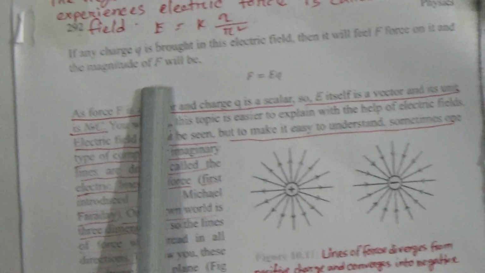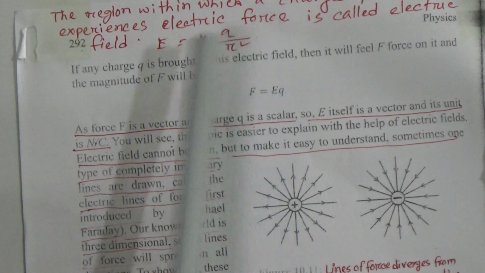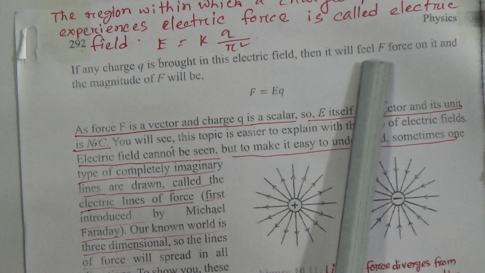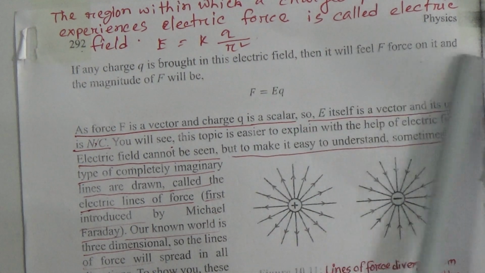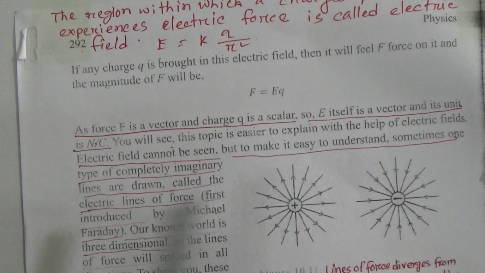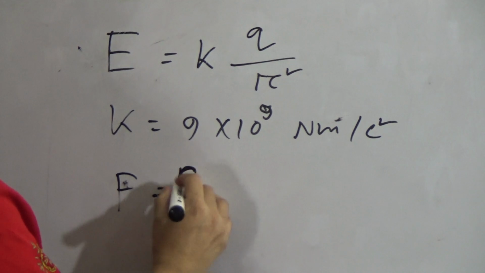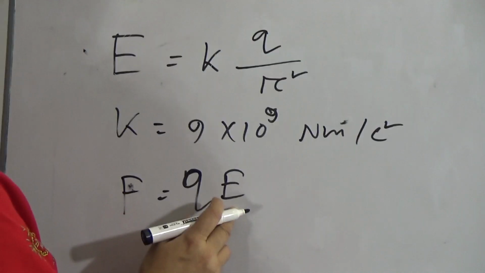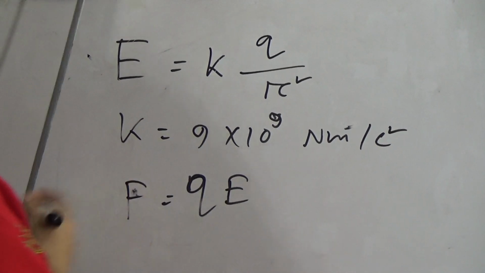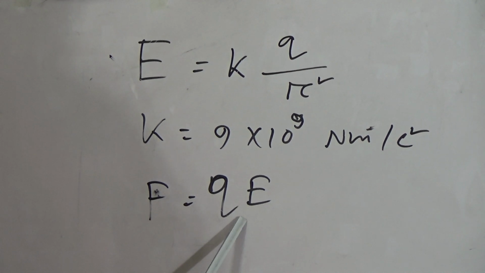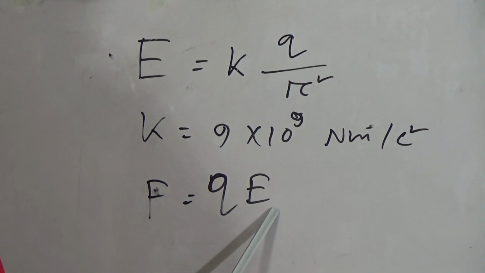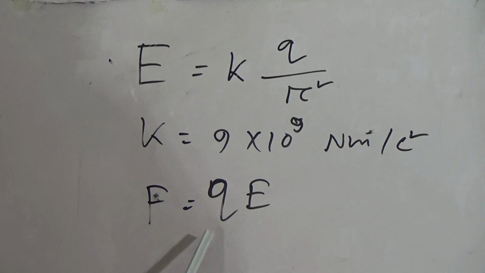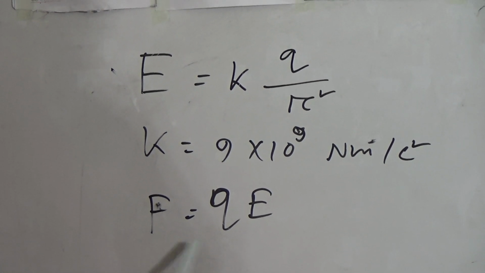My dear students, now if any charge Q is brought into this electric field, then it will feel a force F, and the magnitude of F will be F equals QE. Here F is force, Q is charge, and E is the electric field. I repeat, if any charge Q is brought into this electric field, it will feel the force F, and the magnitude of F will be F equals QE.